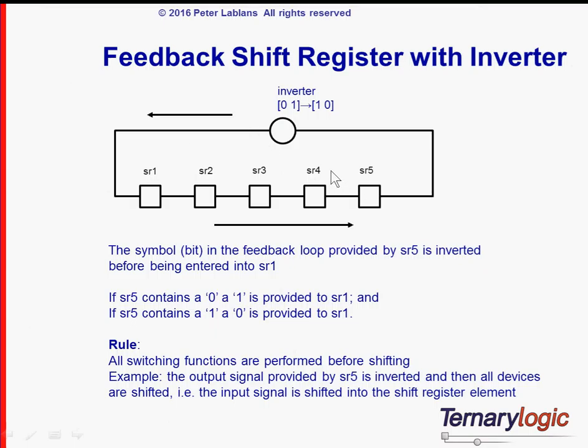A little bit more complicated, though you don't see many of those either, is putting an inverter in the feedback loop. The inverter converts a 0 into a 1 and a 1 into a 0. So in this case, it inverts the content of SR5, provides that to the input of SR1, and on the clock pulse, that inverted signal is entered into SR1. And so a 0 at the output of SR5 is a 1 at the input of SR1, and a 1 at the output of SR5 will become a 0 at the input of SR1.